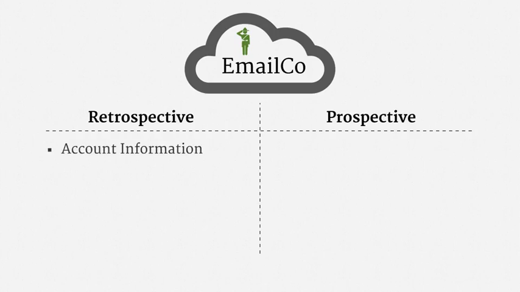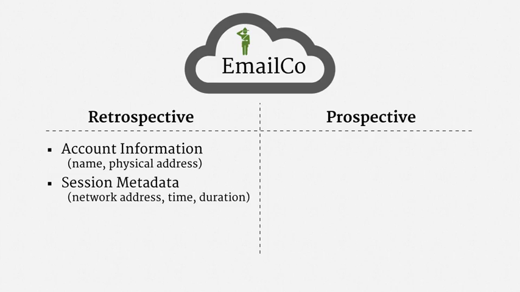One is account information, a subscriber's name and physical address, for instance. Remember that we've already seen account information in the context of telephone provider subpoenas. Another bucket is session metadata. This is non-content information about a subscriber's logins and other usage of the email service itself. It includes the person's network address, when they connected to the email service, and how long they were connected to the mail service.